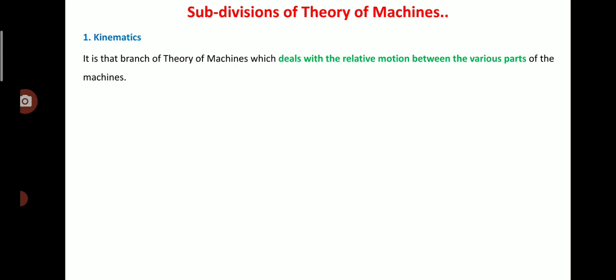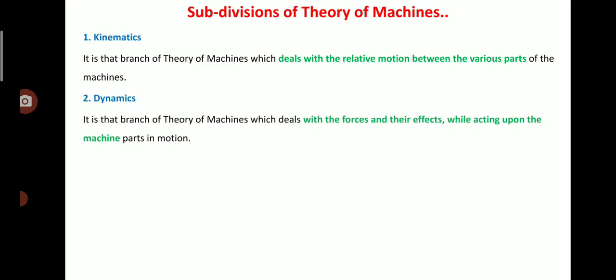In that, we have studied how forces act on a body. Engineering mechanics is divided into two parts. One is called statics and another one is called dynamics. Further, dynamics is also classified into two categories. One is called kinematics and the second one is called kinetics. But in case of theory of machines, kinematics is nothing but the study of the relative motion between the various parts of the machine.